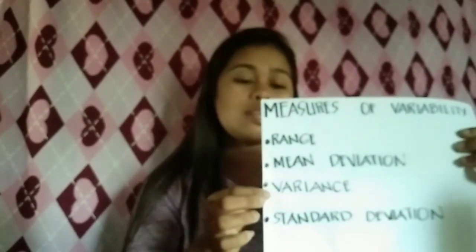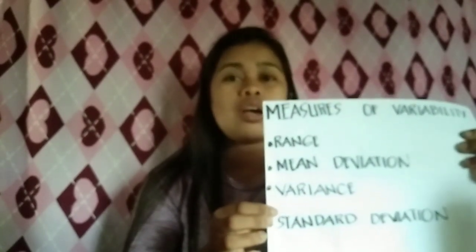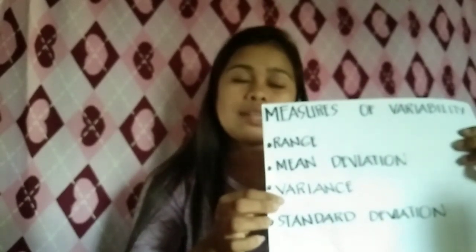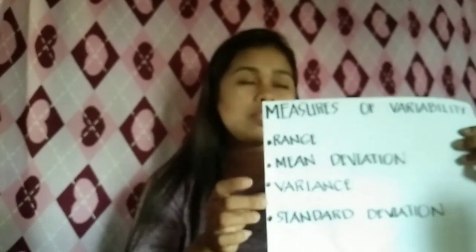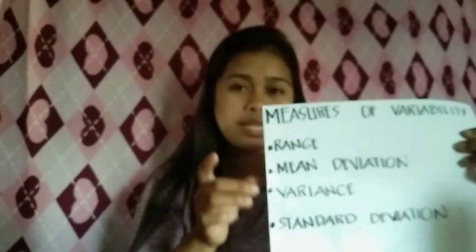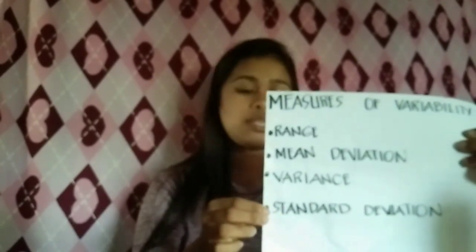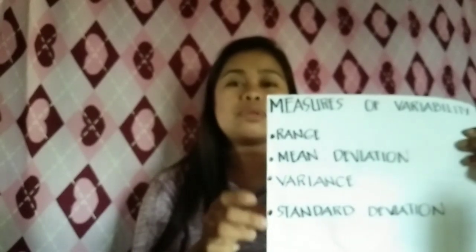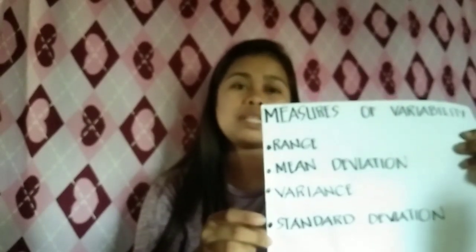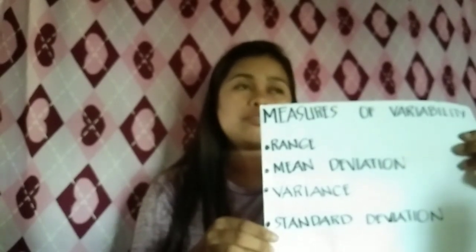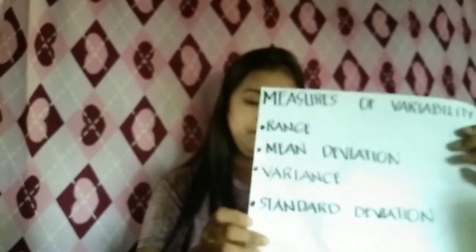Next, variance. Variance is a measure of how spread out a data set is. It is calculated as the average squared deviation of each number from the mean of a data set. Next is the standard deviation. Standard deviation is the most important measure of dispersion and variability. It differentiates sets of scores of equal averages.